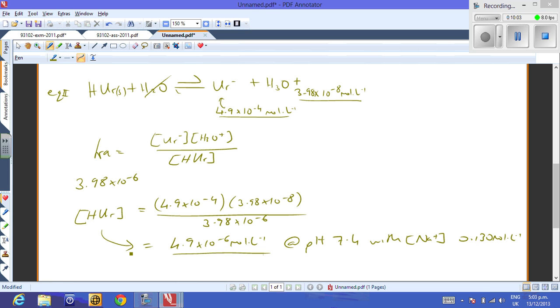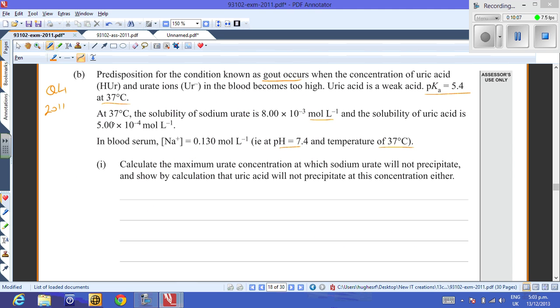But you're also given in the question a solubility number here, which is very important now. The solubility of uric acid is 5 by 10 to the minus 4 moles per liter. That's basically the maximum amount of uric acid that you can have dissolved in the blood at that particular temperature. So if the number is greater than that, then you get precipitation, and if the number is less than that, then you won't get precipitation.